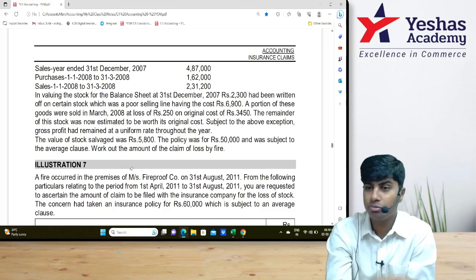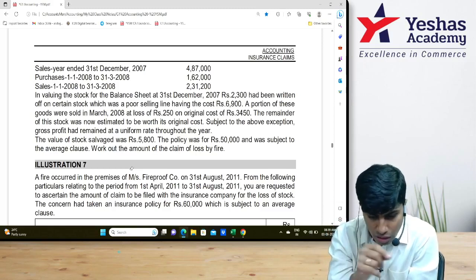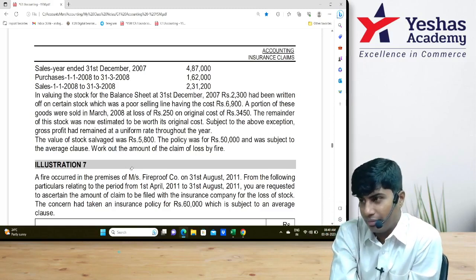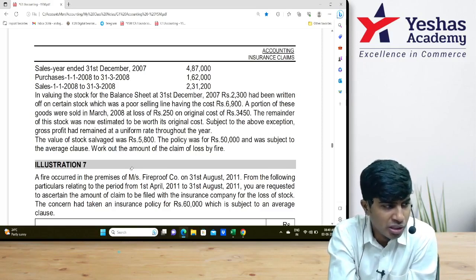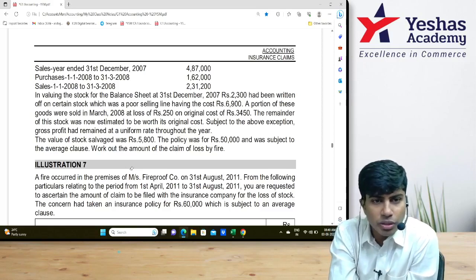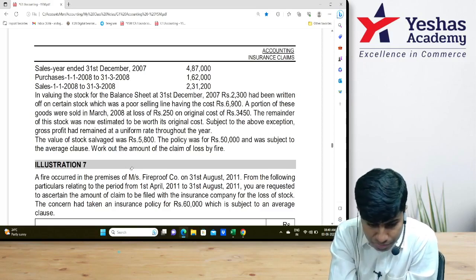Where should we do this adjustment? Previous year closing stock as well as current year opening stock. Underline that 2,300. Add back to previous year closing stock and current year opening stock. Wrote that, everyone? What's after that?